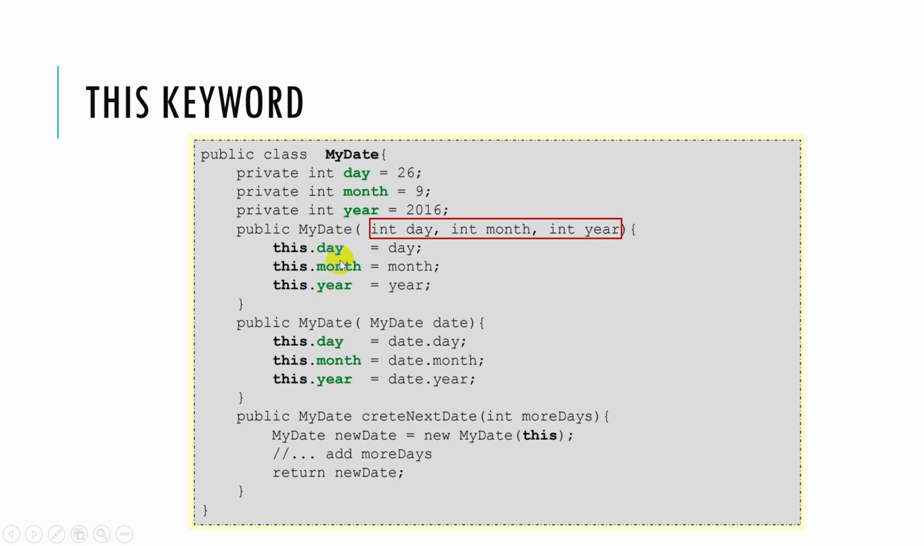So the first two constructors, the first one takes three parameters. So you get this information applied to your current class variables, day, month, and year, using this keyword to avoid the conflict. In the second constructor here, MyDate, you pass a date object, right? So you can access any data inside this object, the day, the month, and year, because we have this data, and so on and so forth.